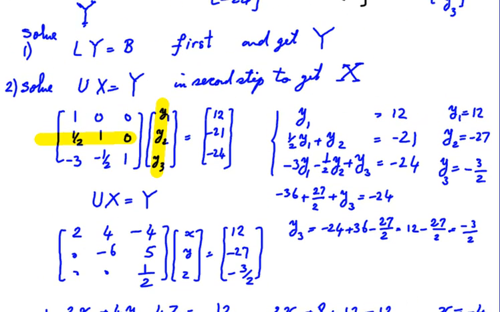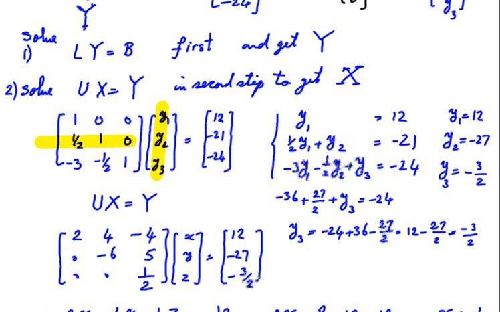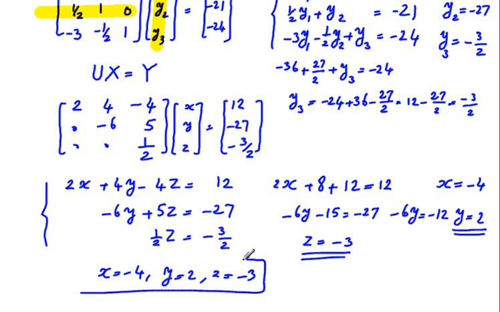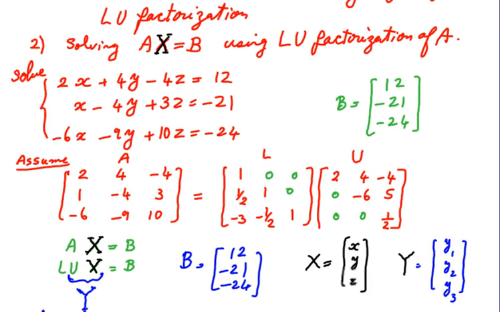So the solution to the original equation was obtained in 2 rather painless steps, because everything was just done for me, because the LU factorization was given to me. I have x is equal to minus 4, y is equal to 2, z is equal to minus 3. Compared to doing this from scratch, I have made substantial savings.